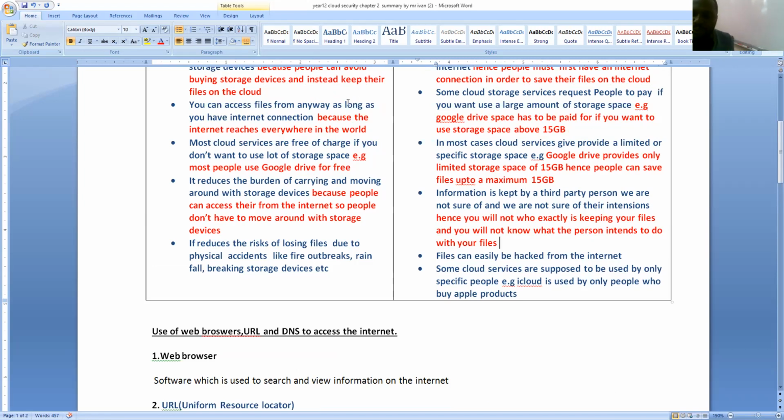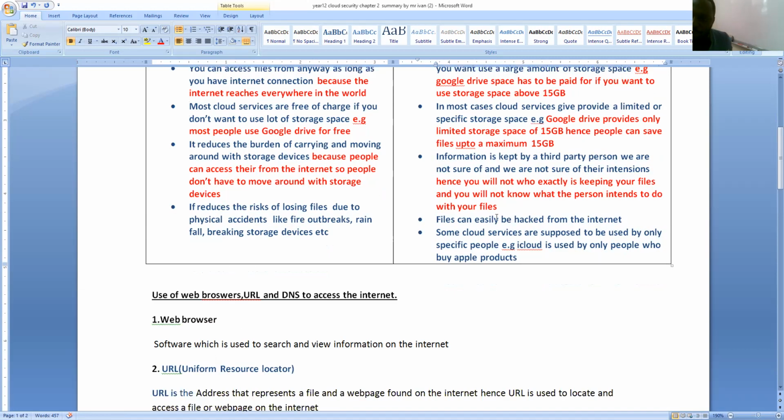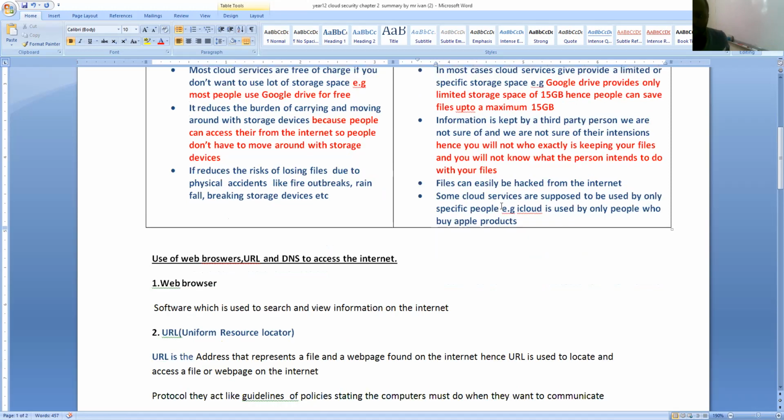So you see, in that case, we don't know. Some people can even use your files for dangerous things. You're not sure who's keeping the information. That's the problem with cloud security. If you're not using the cloud, you can be sure of your files on your laptop, and you're very sure.